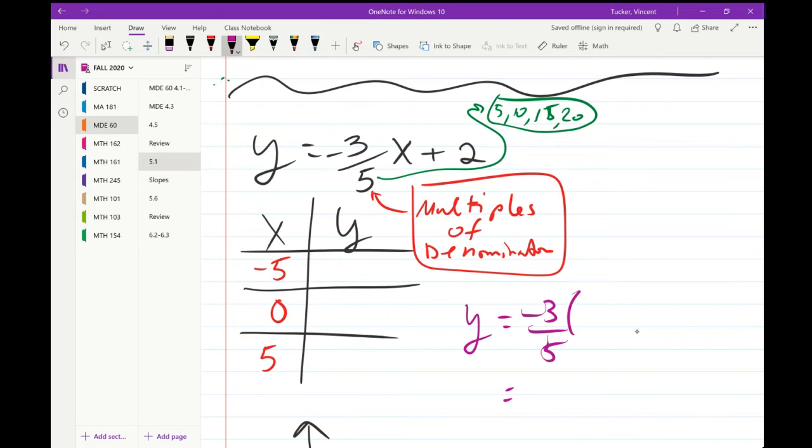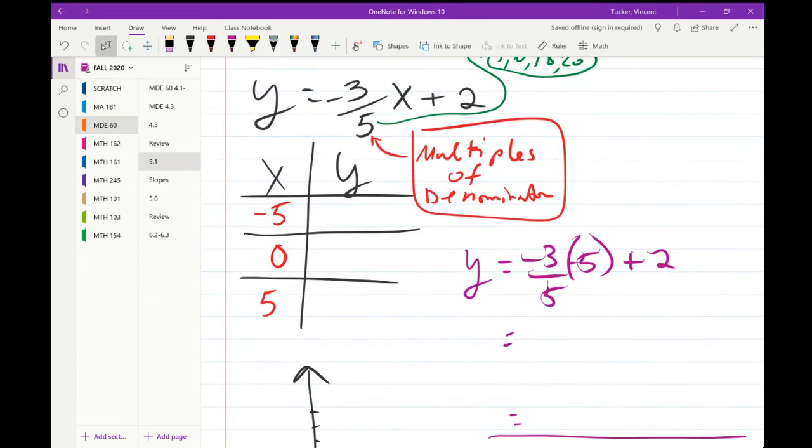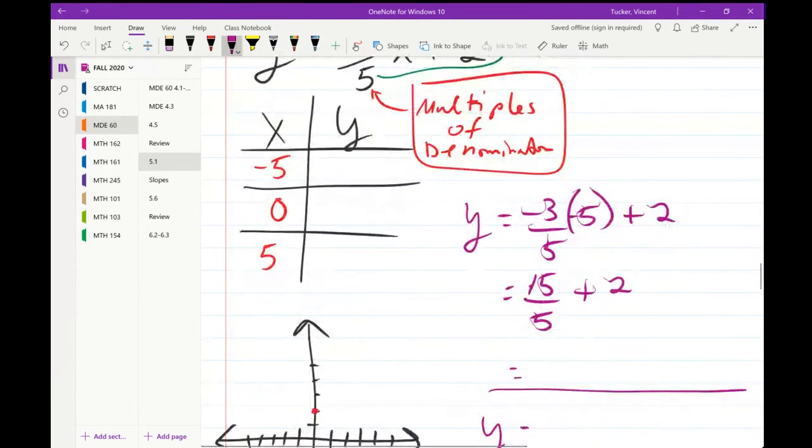All right. So I'm going to plug them in. Negative 3/5 times negative 5. If you're comfortable with canceling first, you can go ahead and do that. If not, just multiply the negative 5 times negative 3. So that's 15/5 plus 2. 15 divided by 5 is 3, plus 2, which is 5.